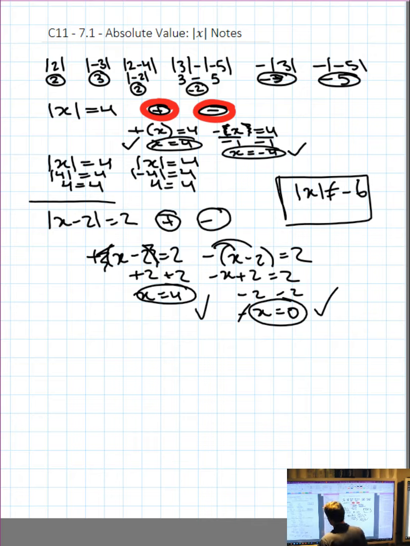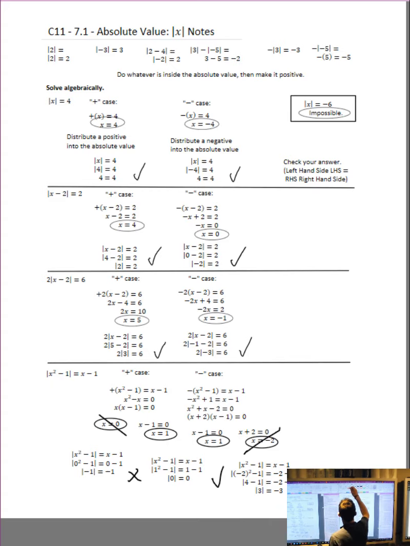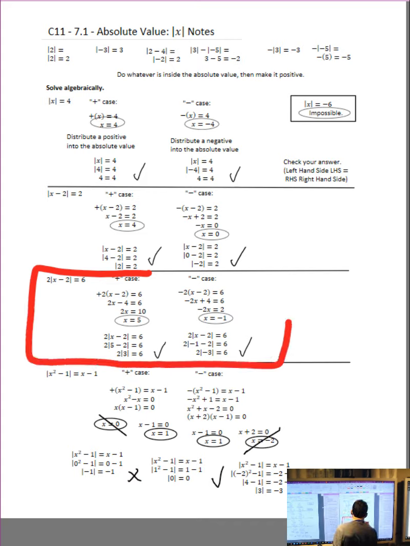So further down the page in the notes, let's take a look at that one together. So I will put it here and outline it in red. Ooh, we have a coefficient. Well, what are we going to do? Well, the same thing we did above. Positive case, distribute a positive into the absolute value. Negative case, distribute a negative into the absolute value. Then get our answers, check our answers, make sure they're correct, or maybe they're not.